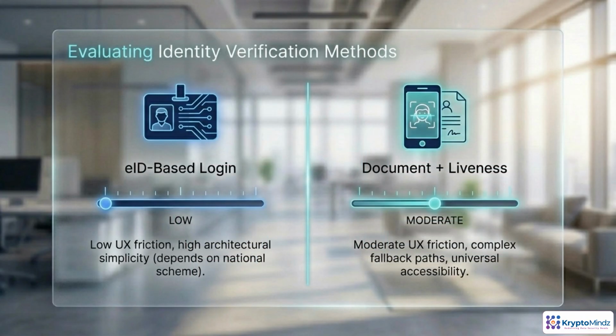Choosing an identity verification method is really about trading off UX friction, technical complexity, and coverage. eID-based login works well when national schemes are widely adopted. Users simply reuse an existing eID, so flows are fast and familiar. Architecturally, it can be quite simple, but you depend on those national infrastructures. Document plus liveness works almost anywhere a user has an ID and a camera. It creates more friction and more edge cases, but gives you broad accessibility and more control over the flow.